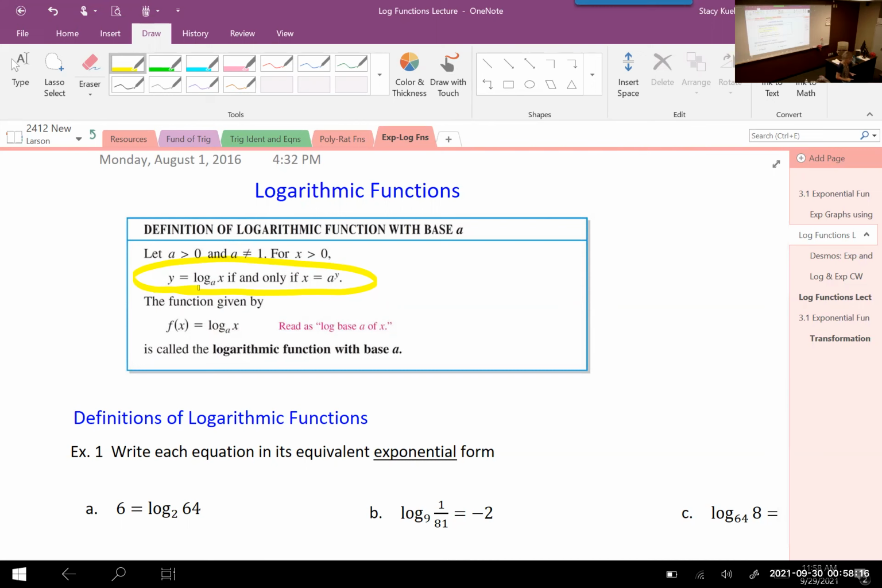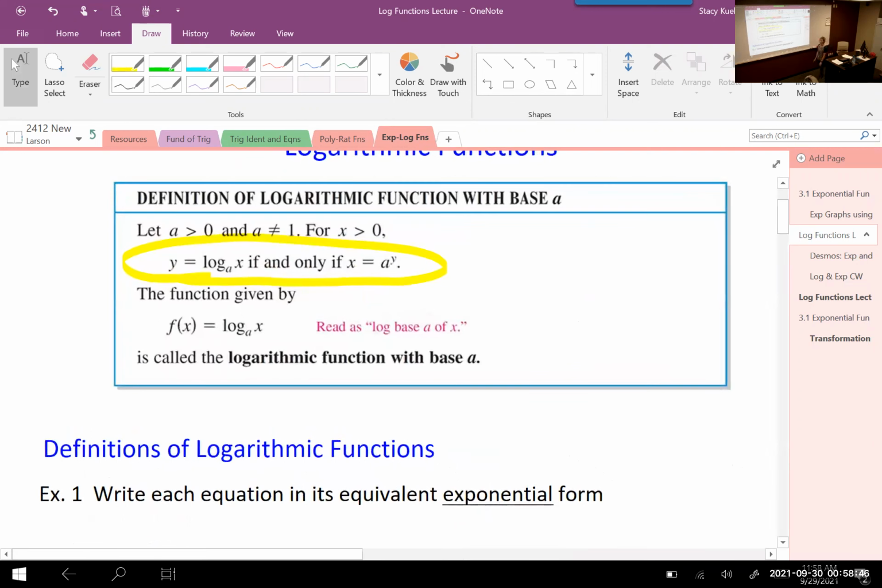So a log function and an exponential function are inverses of each other. I can write one in terms of the other. That says y is equal to log base a of x if and only if x is equal to a to the y.